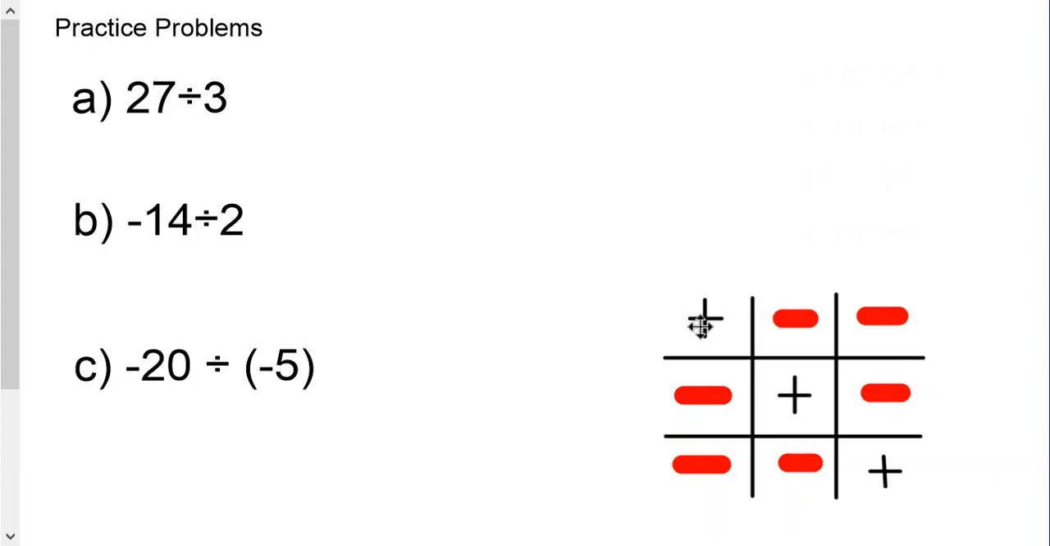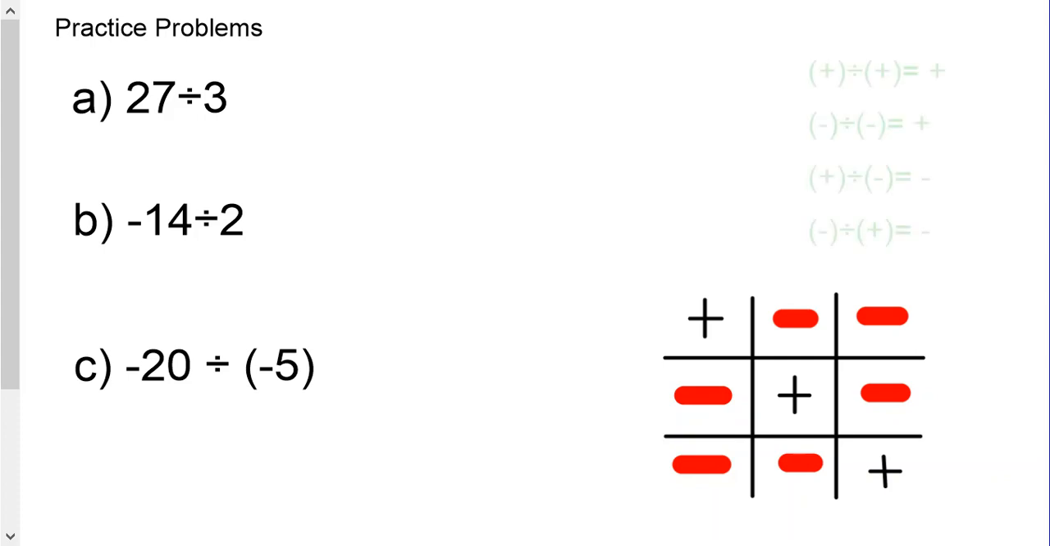A positive divided by a negative gives you a negative. A negative divided by a positive gives you a negative. A negative divided by a negative gives you a positive. And a positive divided by a positive will give you a positive. This column on the right, the third column, is the product or the quotient, and these are the multipliers or divisors in the first two columns.